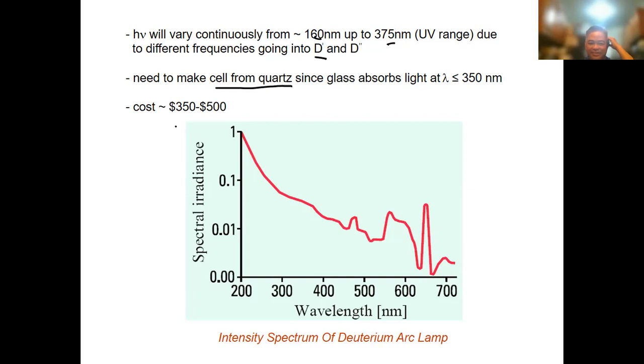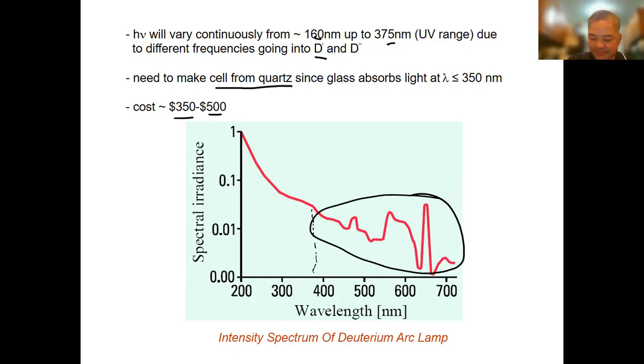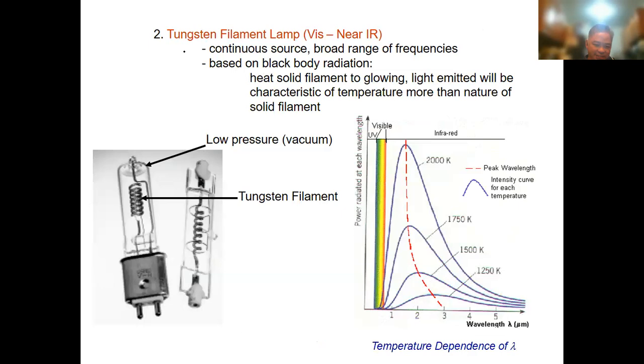Now, the cost of it is around $350 to $500 here. And if you're going to look at the intensity, you could see here that it is at around here. Higher than that, the intensity is low. And usually, if it's UV-based, this is the only one for UV. Okay? But if it's a UV-based region that you do, either you have this and include another light source beyond 375, or you're going to use the tungsten lamp.